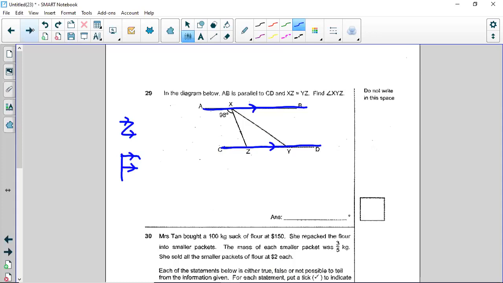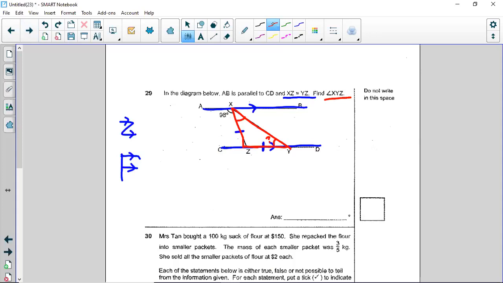Okay, go ahead. Okay, so where XZ is equal to YZ. So XZ, which is over here, YZ is over here. So that is your isosceles triangle, right? So this triangle is isosceles. Okay, so this angle and this angle must be the same. All right, so what is angle XYZ? So XYZ, you're supposed to find this angle.